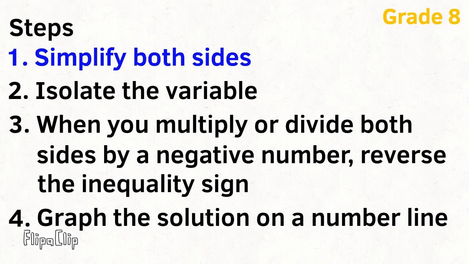Step 1. Simplify both sides. Step 2. Isolate the variable. Step 3. When you multiply or divide both sides by a negative number, reverse the inequality sign. Step 4. Graph the solution on a number line.